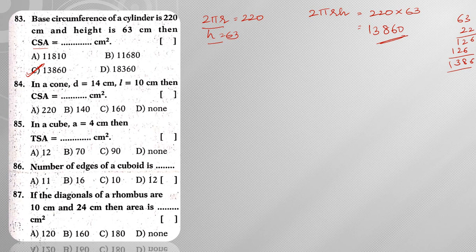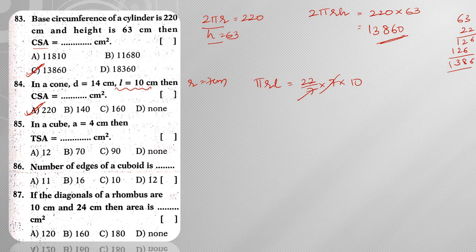Next, in a cone, diameter is equal to 14 centimeters. That means radius is equal to 7 centimeters. Slant height is 10 centimeters. Then curved surface area is given by pi r l, which is equal to 22 by 7 into radius 7 into slant height 10. So 7 7 gets cancelled. 22 tens are 220.